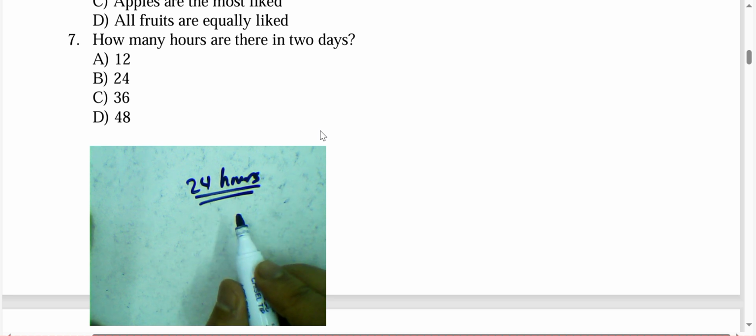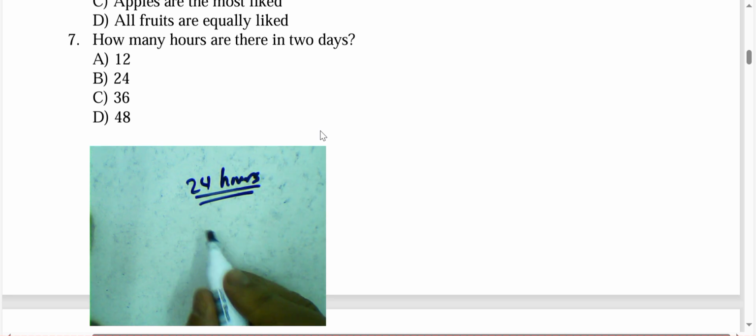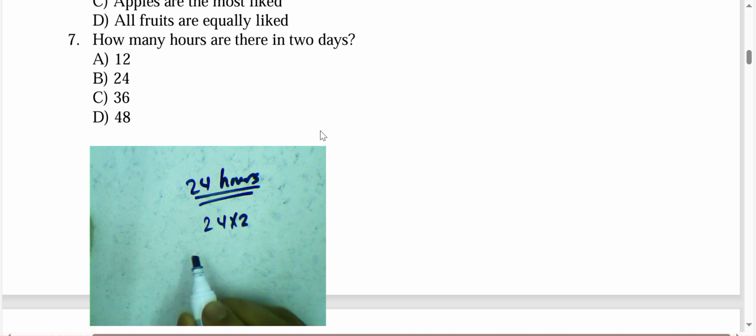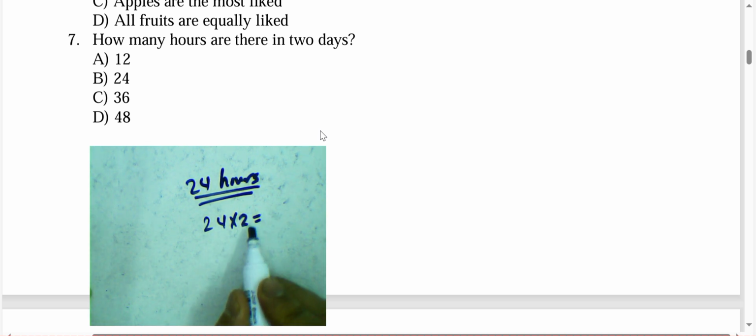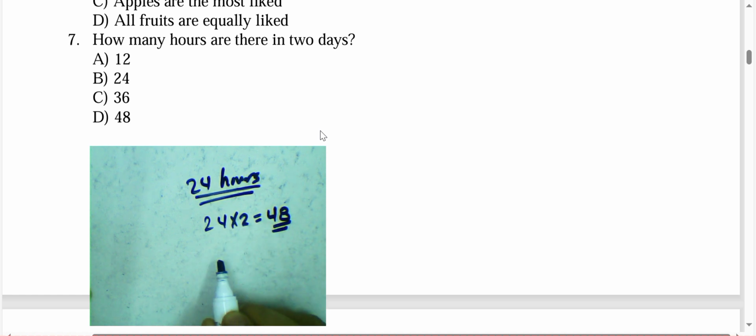1 day equals 24 hours. Then 2 days equal 24 times 2, or 24 plus 24, because 1 day equals 24 hours. If you want to find the number of hours in 2 days, you must add 24 to itself twice, or 24 times 2. 2 times 2 equals 4 and 2 times 4 equals 8. The result will be 48.